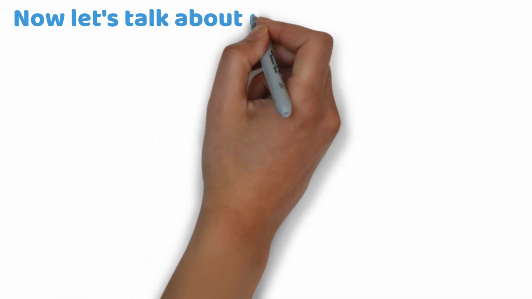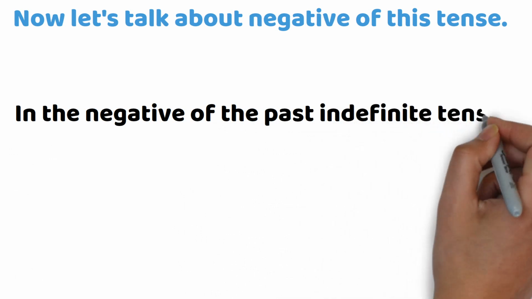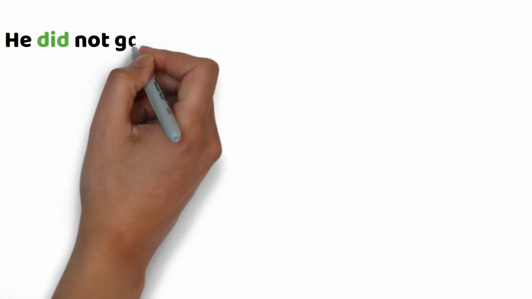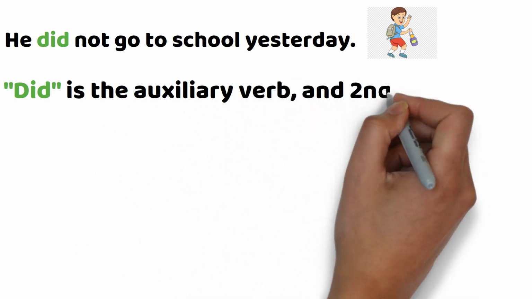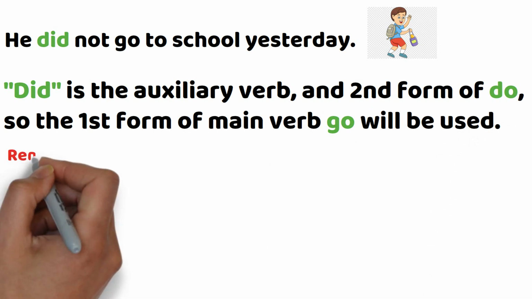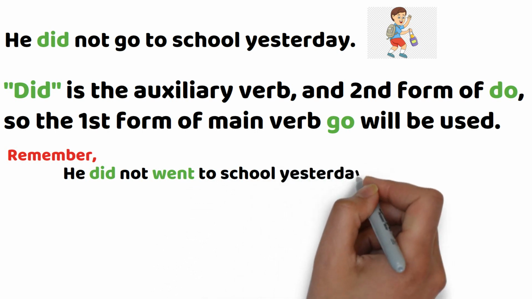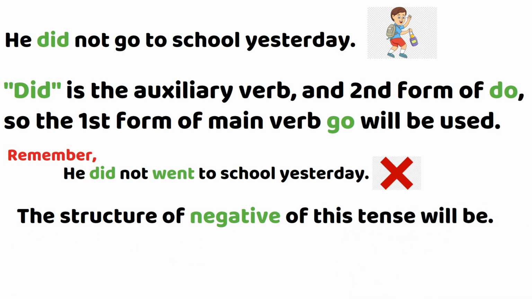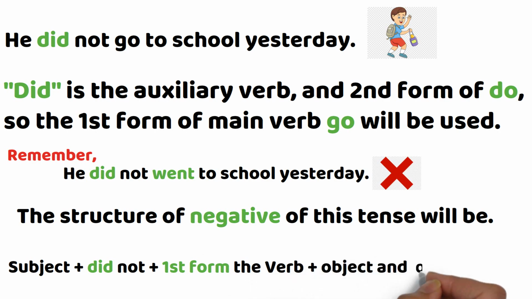Now, let's talk about negative of this tense. In the negative of the past indefinite tense, did not is used with the first form of the main verb. He did not go to school yesterday. Did is the auxiliary verb and second form of do, so the first form of the main verb go will be used. Remember, he did not went to school yesterday is an incorrect sentence. The structure of negative of this tense will be subject plus did not plus first form of the verb plus object and other words.